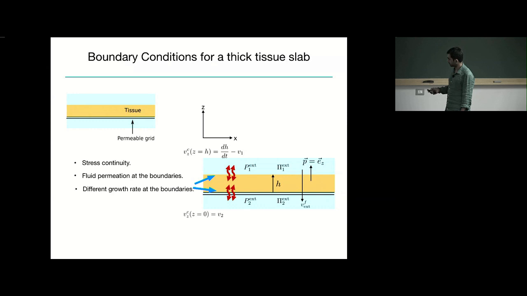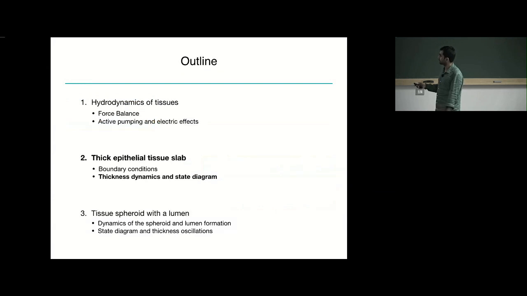So at z equal to 0, there will be a velocity V2, and at z equals h, we have V1. Now if V2 is 0, then it will translate to the classic no-slip boundary condition for the cells. And if V1 is 0, then basically the dynamics of the interface is represented by the velocity of the cells at the interface. And we also impose incompressibility and charge neutrality of the tissue. Charge neutrality means the tissue is considered to be electrically neutral. Now, taking all these boundary conditions, we'll solve for this model, and we'll find out the thickness dynamics and the state diagram.